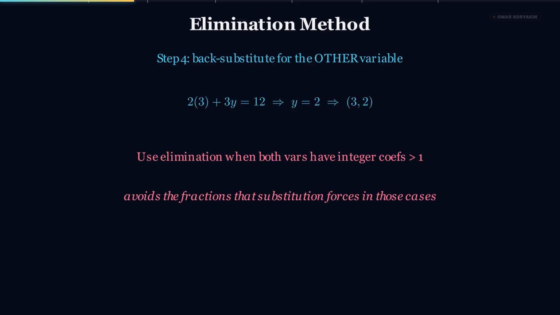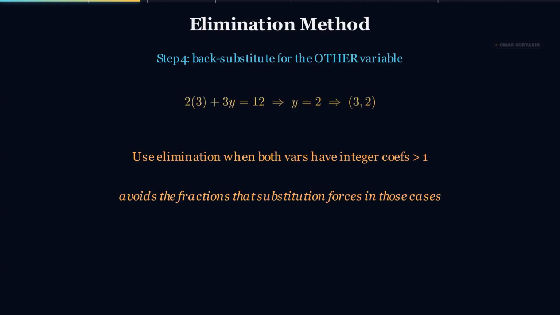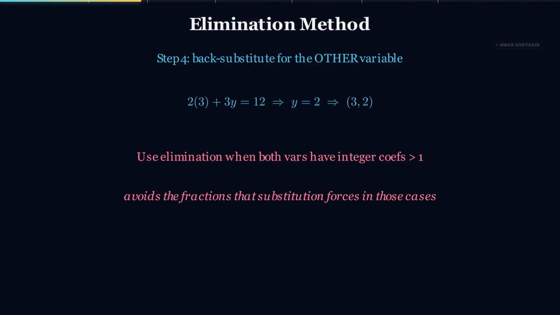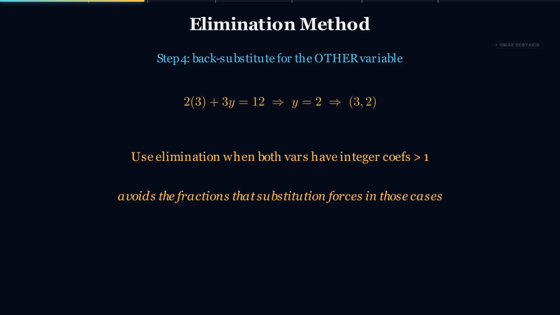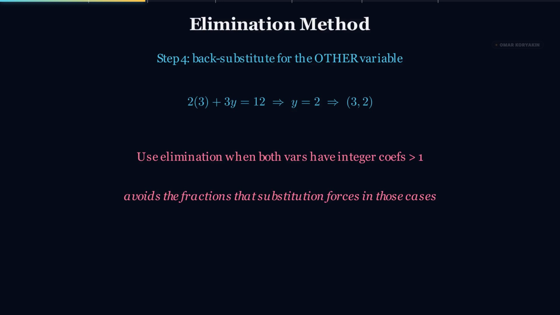Step 4 is solve and back substitute. Solve the one-variable equation using inverse operations. Plug the solved value into either original equation and solve for the other variable. Verify both values in both original equations. The procedure produces exact answers reliably regardless of the specific numerical values, just like substitution, but often with less algebraic burden when both variables have integer coefficients greater than 1.